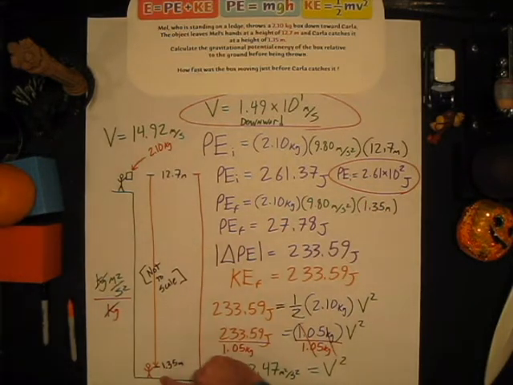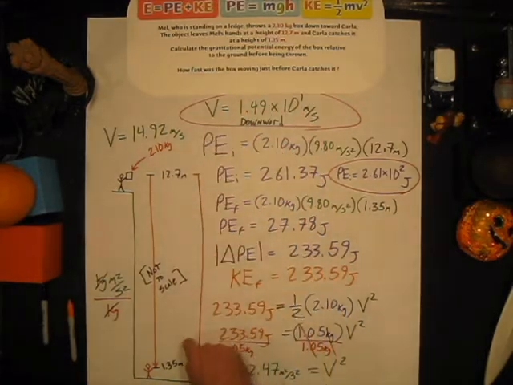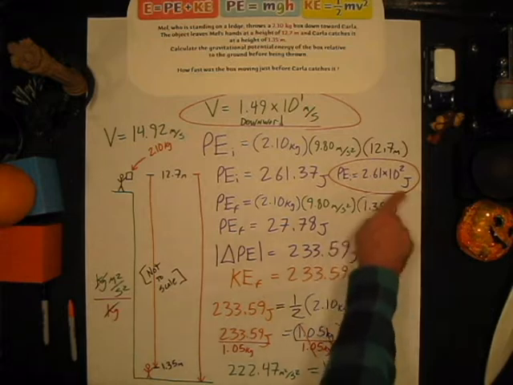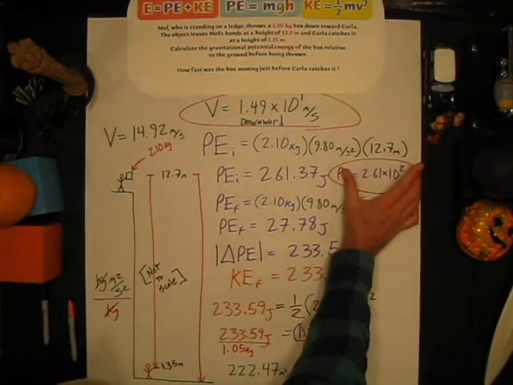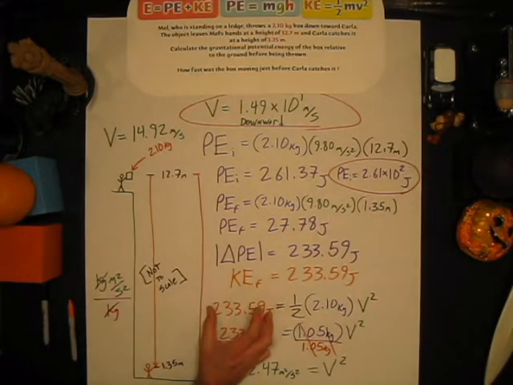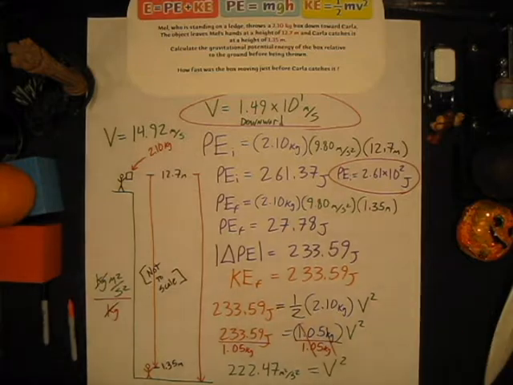It would be going even faster if you let it fall another 1.35 meters. It would be going even faster on the ground when it hit the ground. So if you want to find out how fast it would be when it hit the ground, if she missed it, well then you would have to use the total potential energy, turn that into your kinetic energy, and then solve for v the same way.